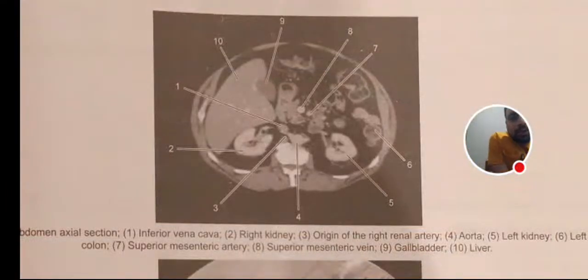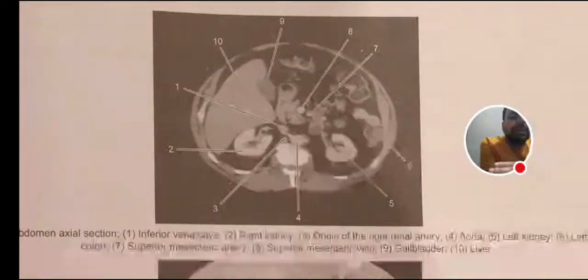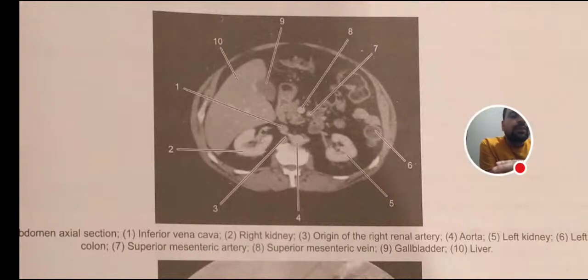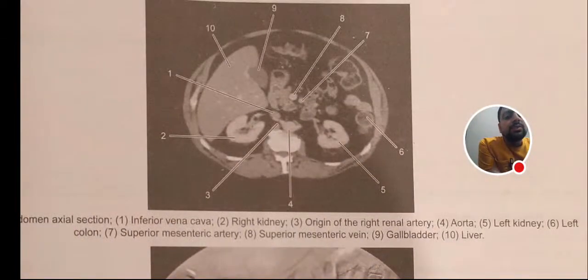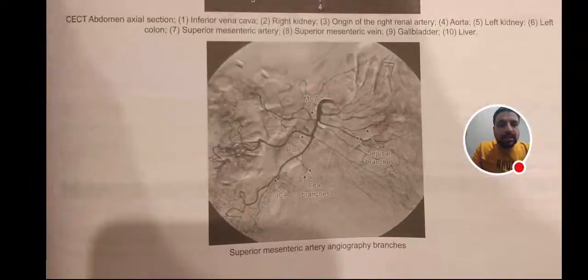The first marked point represents inferior vena cava, second point represents right kidney, and third is origin of right renal artery, fourth is aorta, fifth is left kidney, sixth is left colon, seventh is superior mesenteric artery, arrows are there, eighth is superior mesenteric vein, ninth is gallbladder, and the 10th one is liver. So guys, before sitting in NEET PG 2021, 1 hour before your exam, please go through this image. This is very high yield and you will definitely receive one MCQ from this image. And this is superior mesenteric artery angiograph branches.